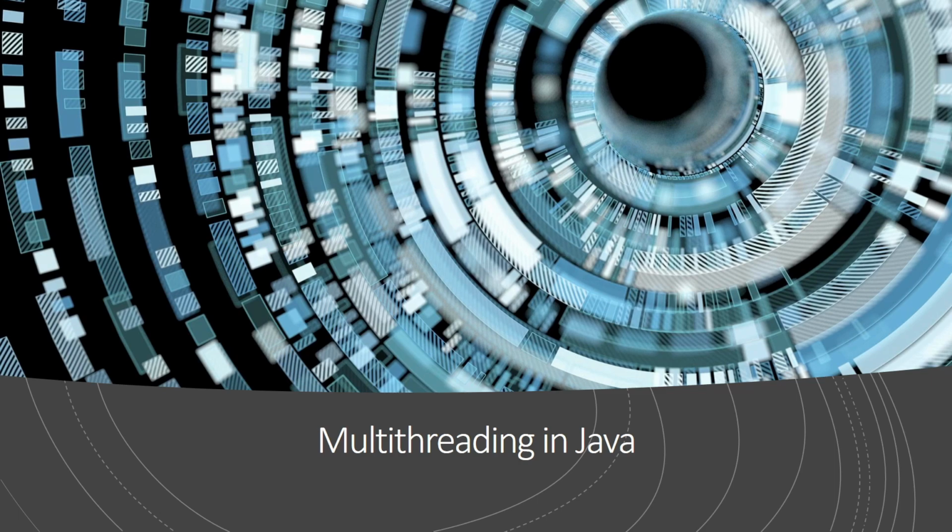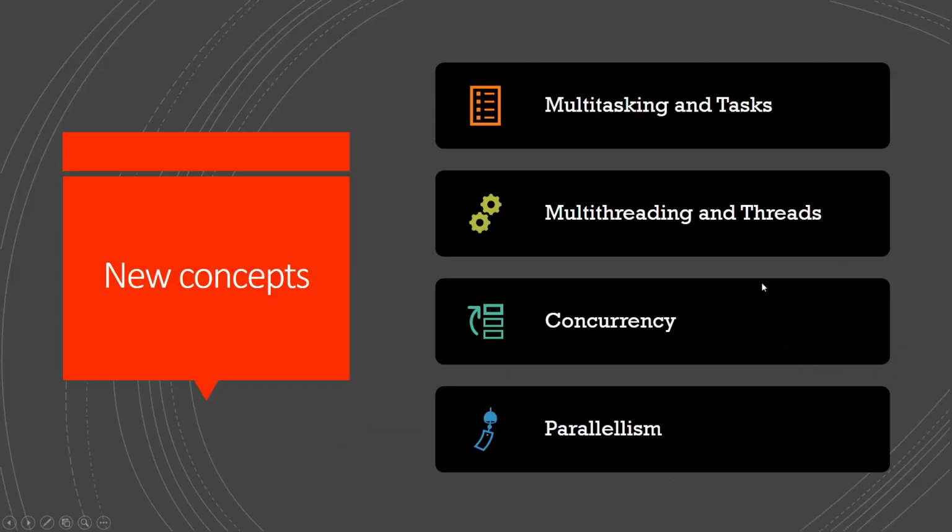In this video series, we will be talking about multithreading in Java, or how we can accomplish multiple tasks at the same time within one Java application. Okay, now before we start explaining how to do multithreading, we first have to learn a few new words. Now, these words are multitasking and tasks, multithreading and threads, concurrency, and parallelism.